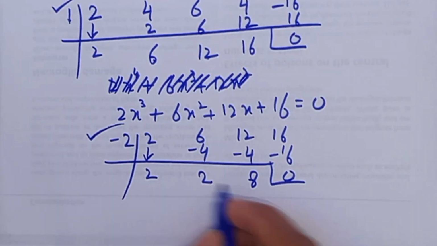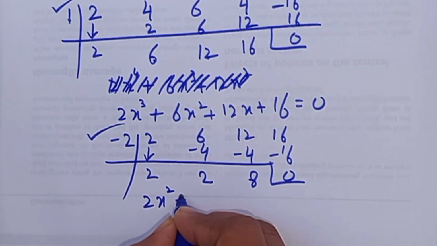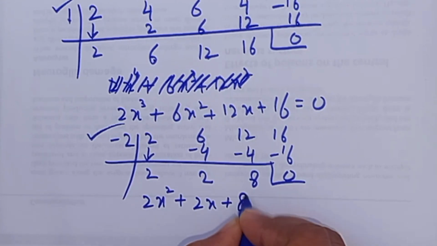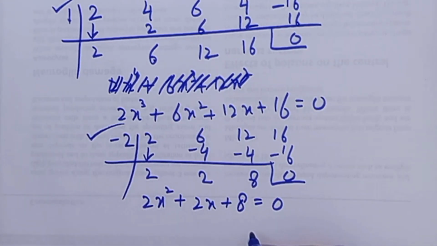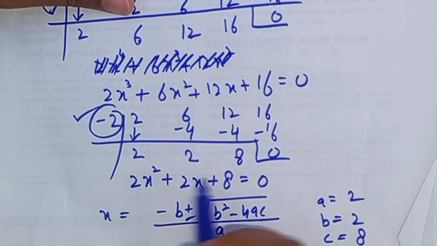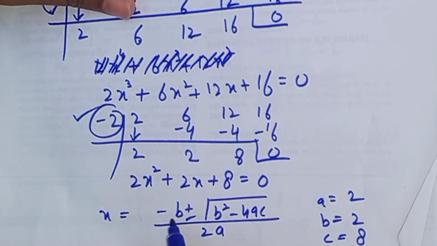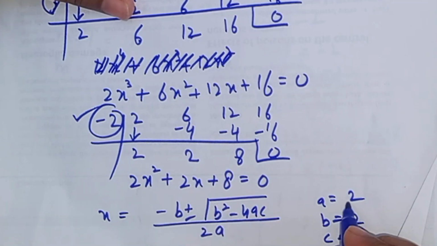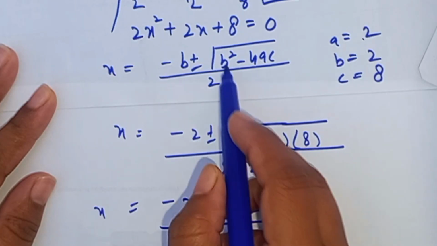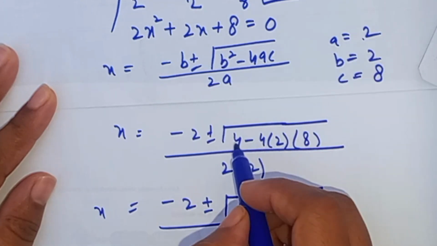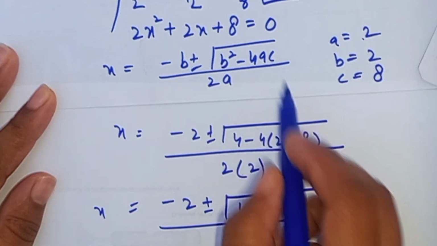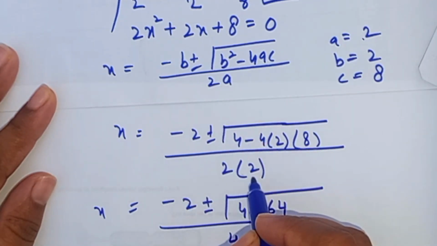Now we write this part as 2 times x square plus 2 times x plus 8, equal to 0. Now this is a quadratic equation, so we use the quadratic formula to solve this part. So the formula is x equals minus b plus minus square root of b square minus 4ac over 2a. And in our equation, a is 2, b is 2 and c, the constant, is 8. So we substitute these values in this formula. b is 2, plus minus square root of b square, 2 square, which is 4, minus 4, a is 2 and c is 8, over 2, and a is also 2.